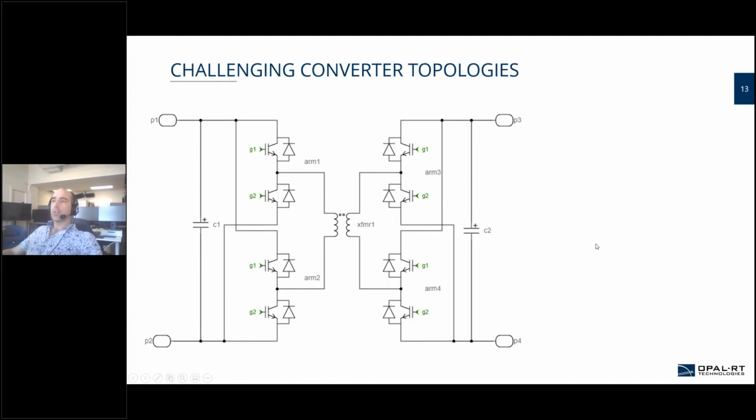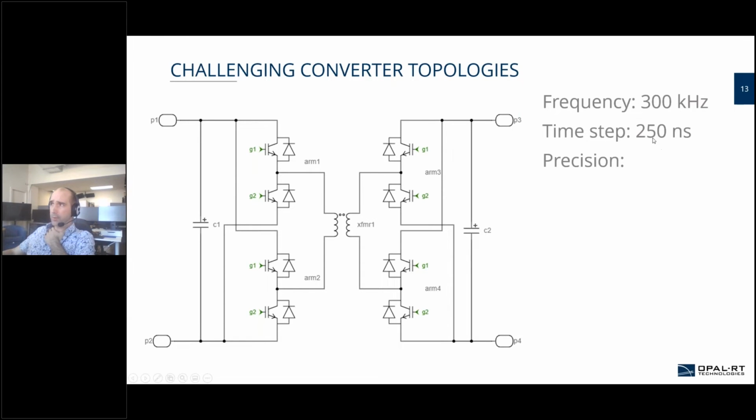Now another topology that we can consider is the dual active bridge. In this case, you have this leg and this leg that are controlled. The way it is usually controlled is with a 50% duty cycle here, and then a small phase shift with this one, and this is how you determine the power exchange. If we go for 300 kilohertz at 250 nanoseconds, we get a lousy precision of 27 degrees. That type of precision wouldn't be enough to do any control. And this is without any interpolation.